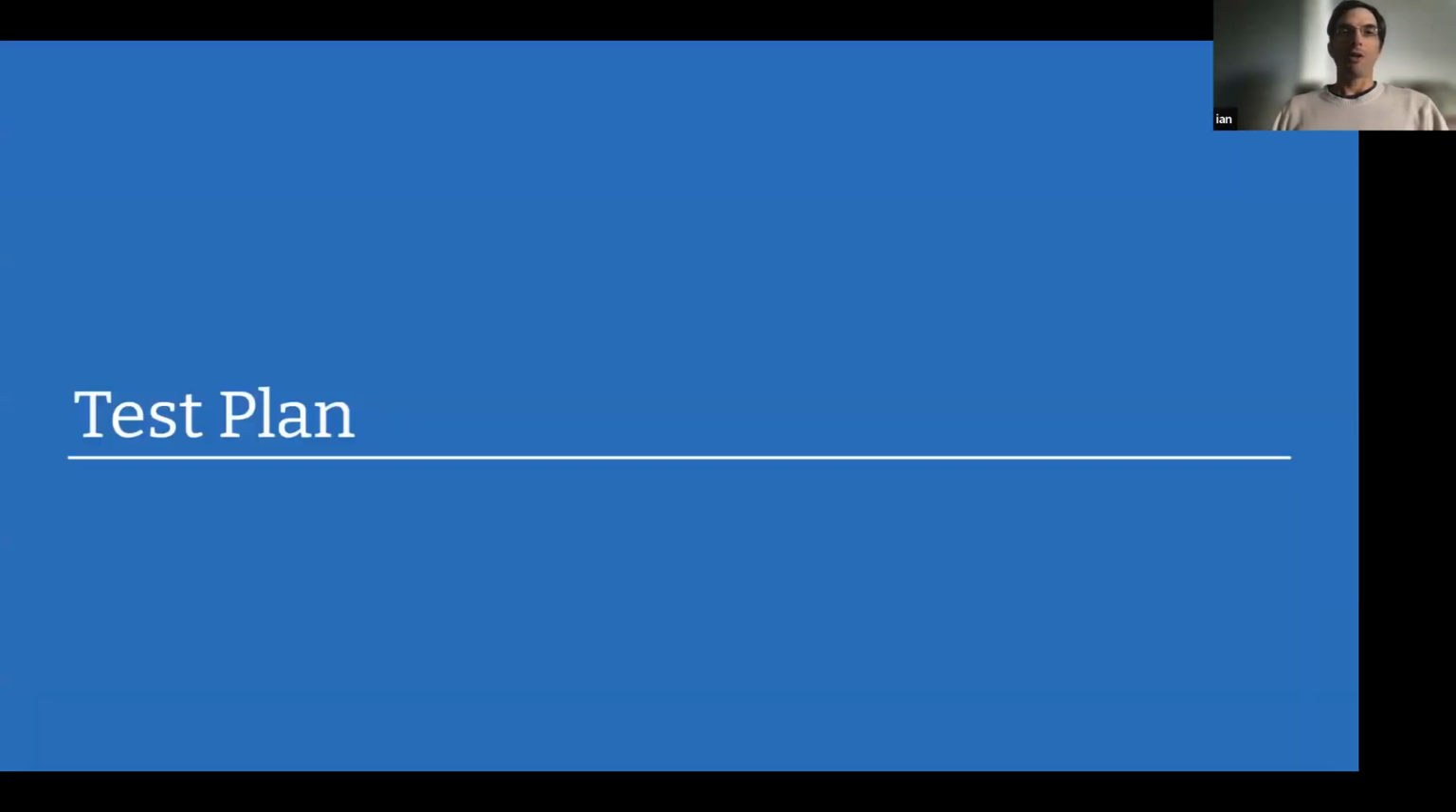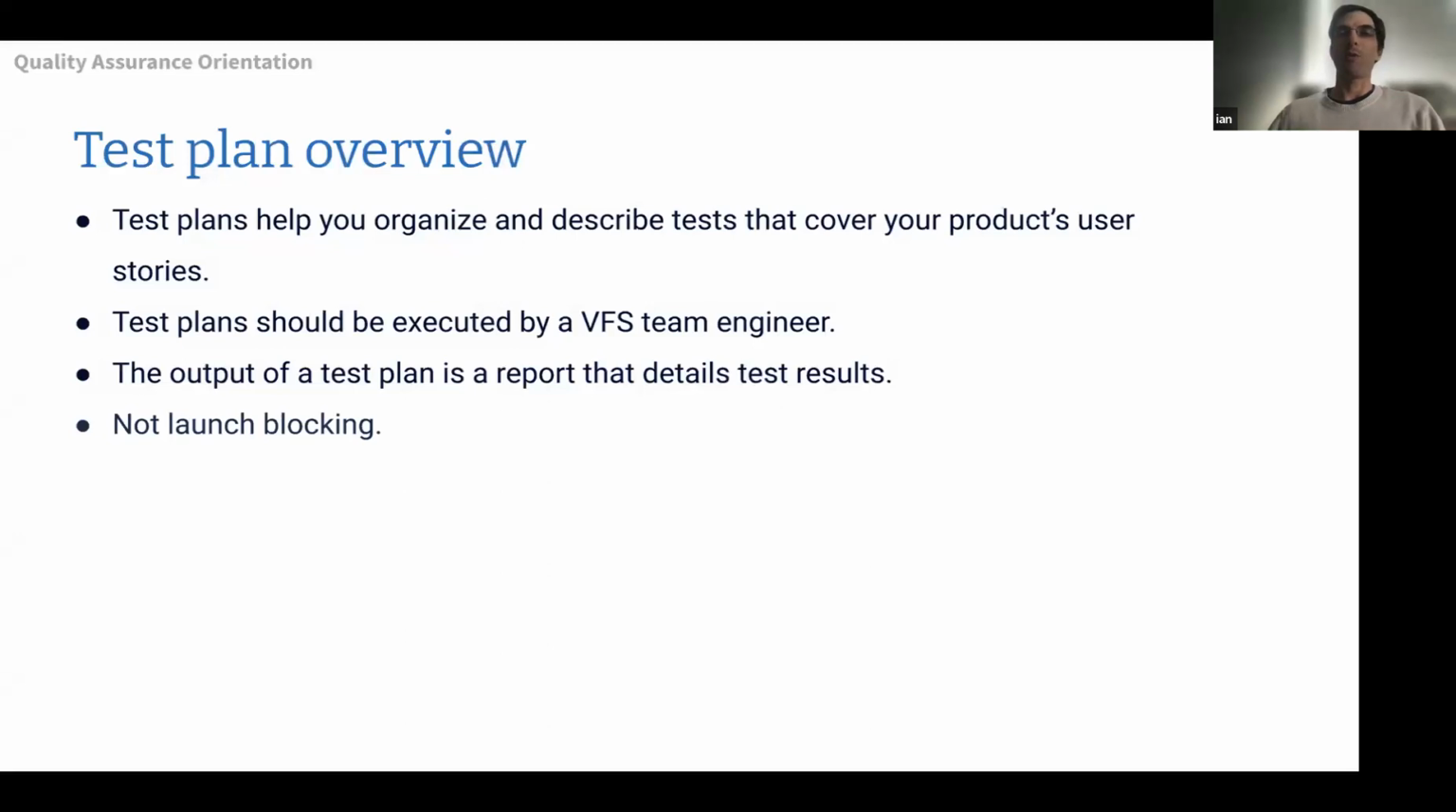Closely related to the regression plan is a test plan. And as you might guess, a test plan covers the changes to your product. It covers what you're launching or what you want to launch on the platform, on the VA.gov platform. And the tests in your test plan are going to help you cover your user stories. So you should have in your test plan tests that are going to map to your user stories. And when you execute the tests in your test plan, you can demonstrate that the user stories' acceptance criteria have been met.